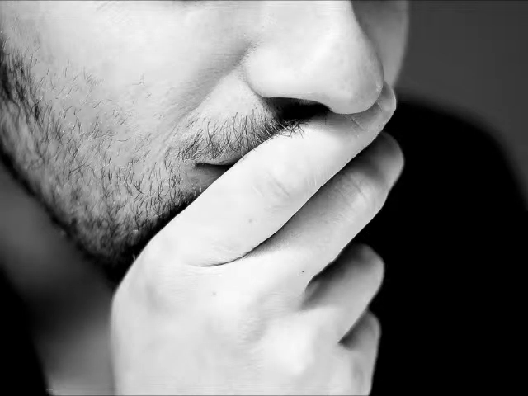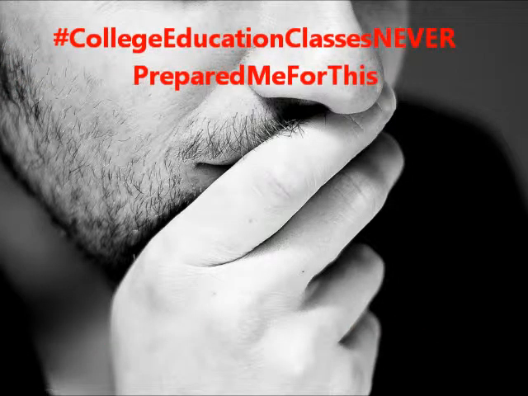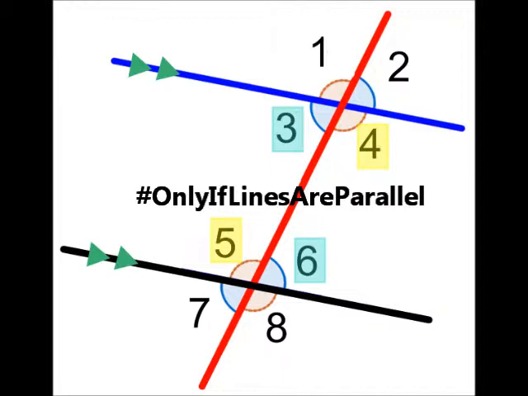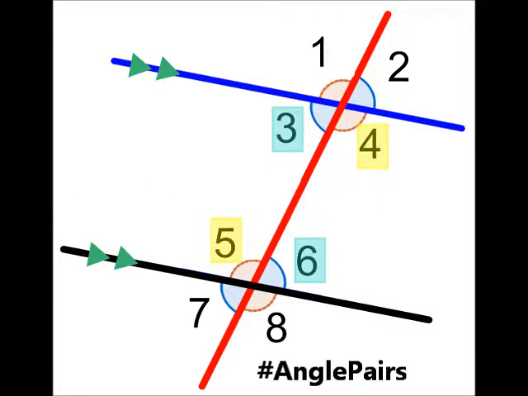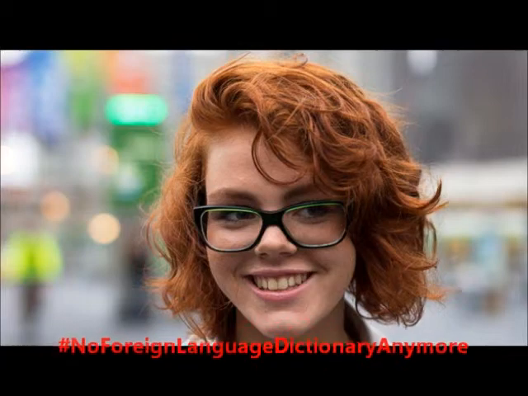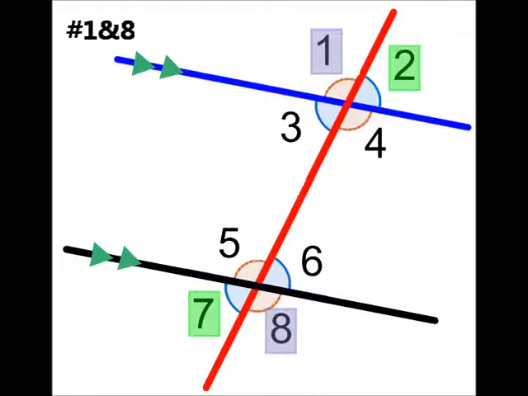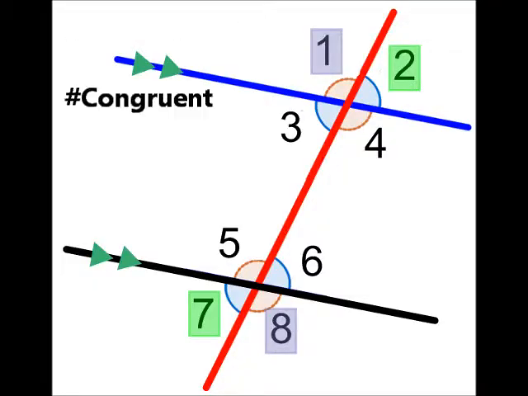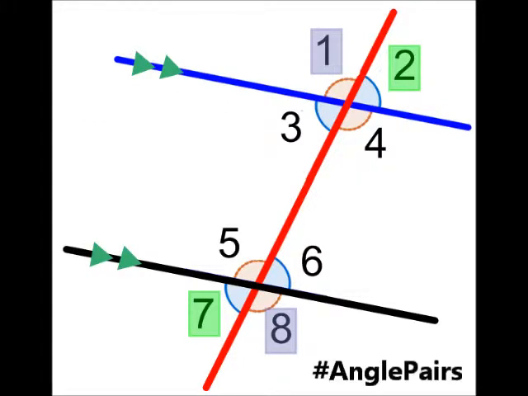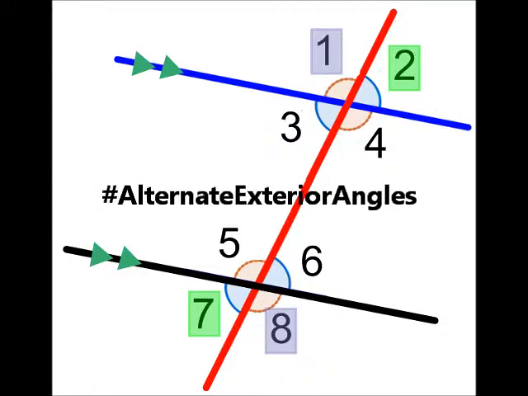Okay, let's try it their way. Hashtag you've got to be kidding me. Hashtag college education classes never prepared me for this. Hashtag 3 and 6, hashtag 4 and 5, hashtag congruent, hashtag only if lines are parallel, hashtag special, hashtag angle pairs, hashtag alternate interior angles. Now you're speaking my language. Hashtag no foreign language dictionary anymore. Hashtag 1 and 8, hashtag 2 and 7, hashtag congruent, hashtag only if lines are parallel, hashtag special, hashtag angle pairs, hashtag alternate exterior angles.